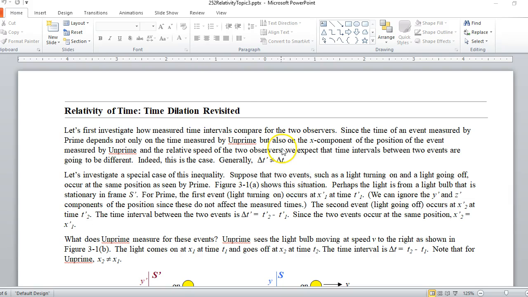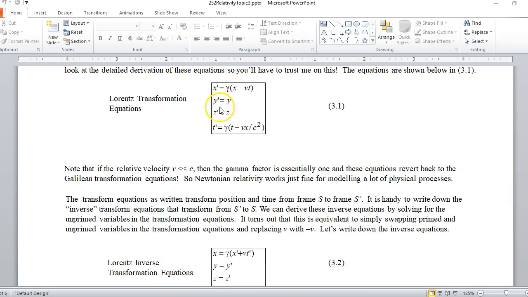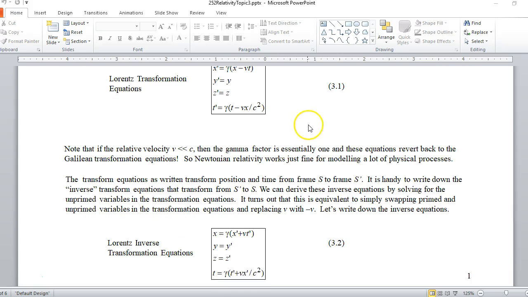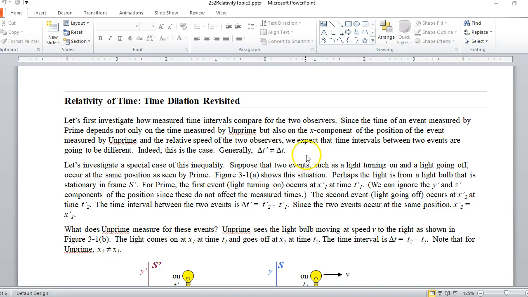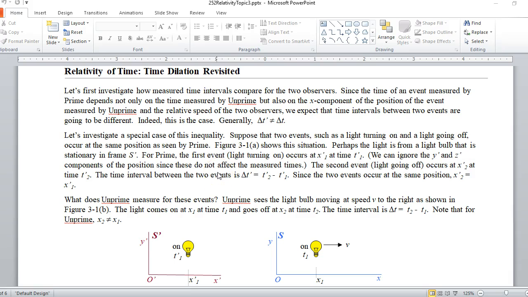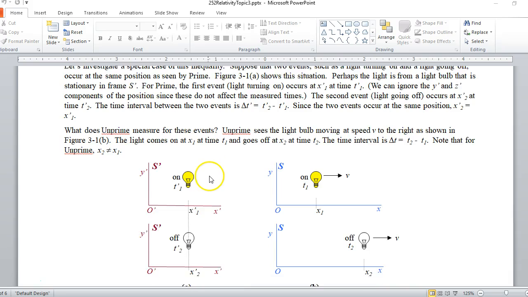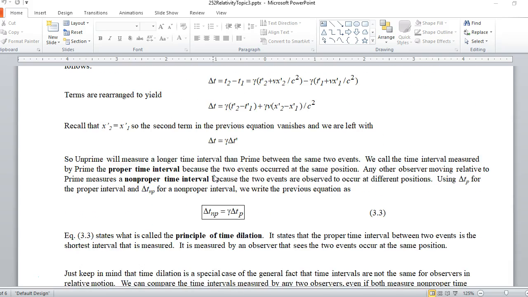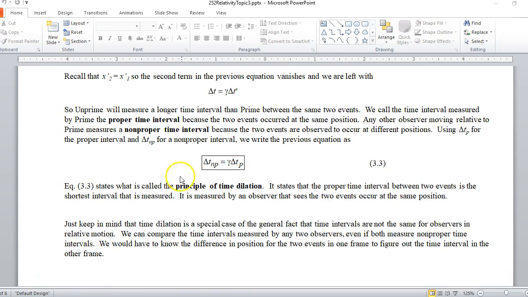Okay, now, it turns out that using these Lorentz transformation equations, you can actually get the principle of time dilation that we got in the last video. And I'm not going to go through the details. I'll let you read this, but you can set up a little experiment where you have a proper time interval, that's two events occur at the same position, compare that to a non-proper time interval, and you can actually derive this equation 3.3, which is a statement of time dilation. A non-proper time interval is gamma times a proper time interval. Okay, so a non-proper time interval is longer than the proper time interval by a factor of gamma.